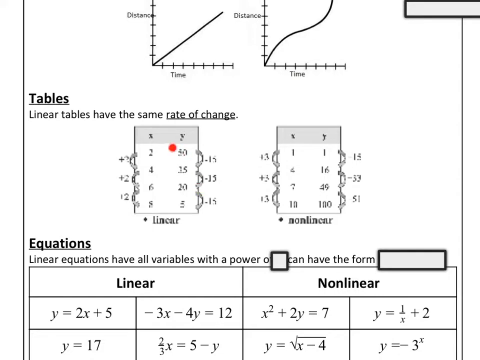As long as that relationship stays the same, even if the input skips numbers, that rate of change has to be the same. A nonlinear example has 1 to 1, and then if we add 3 to the 1 to get 4, we add 15 to get to the 16. Then if we go 3 more to 7, this relationship, adding 33, does not stay the same. So that rate of change is different, therefore it's not linear.